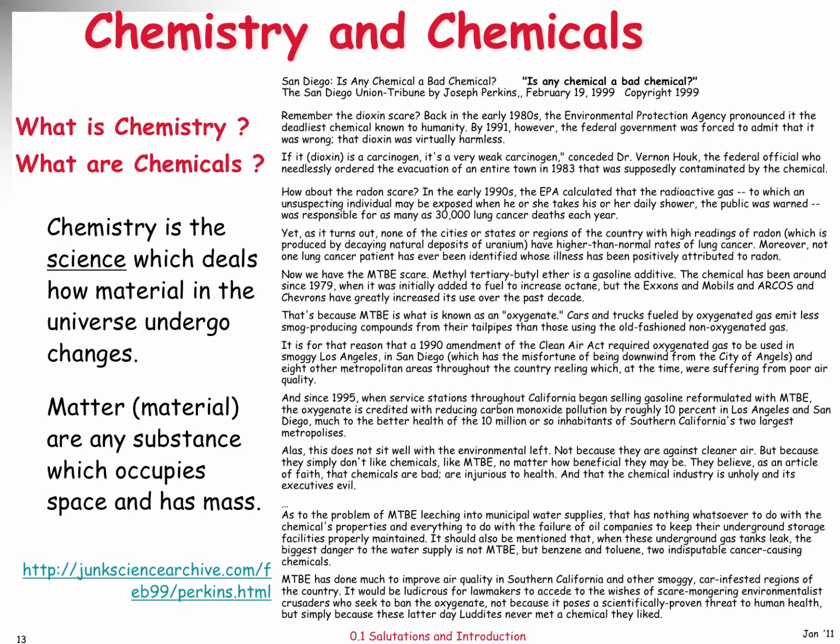Remember that dioxin scare? Back in the early 1980s, the Environmental Protection Agency pronounced it was the deadliest chemical known to humanity. By 1991, this is about 11 years later, the federal government was forced to admit that it was wrong, that dioxin was virtually harmless. If dioxin is a carcinogen, it is a very weak carcinogen, conceded Dr. Vernon Houk, the federal official who needlessly ordered the evacuation of an entire town in 1983 that was supposedly contaminated by the chemical.